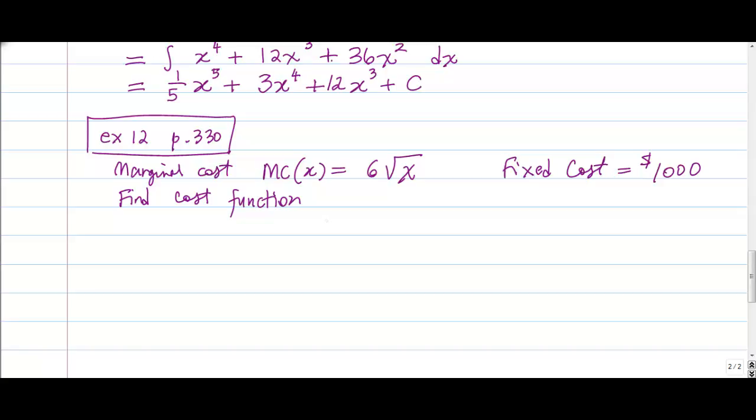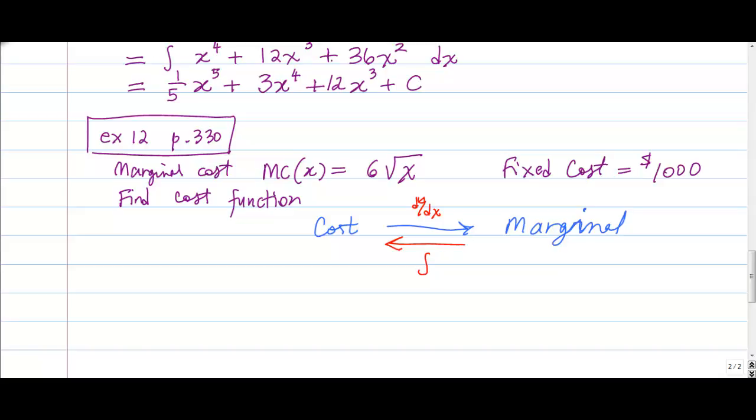So, let's think about this for a minute. If I give you the cost function and I want you to find the marginal cost function, remember how we did this? We took the derivative, d over dx. But if I give you the marginal cost function and I want you to go the other way, then you have to take the integral, because the integral is the opposite of the derivative.